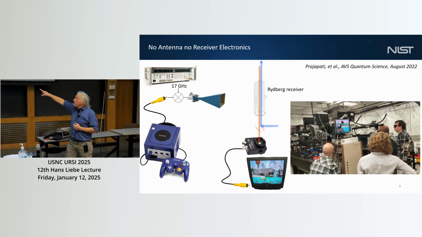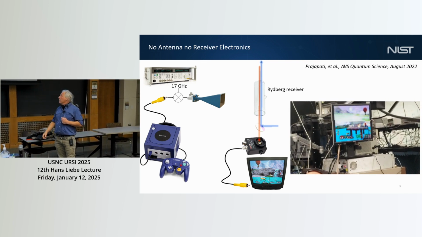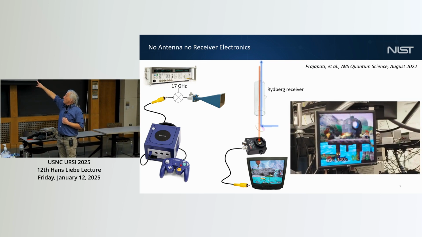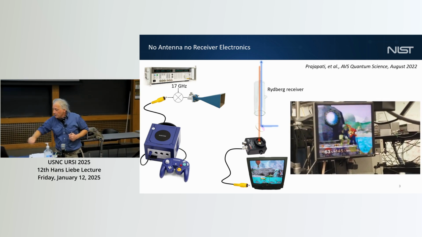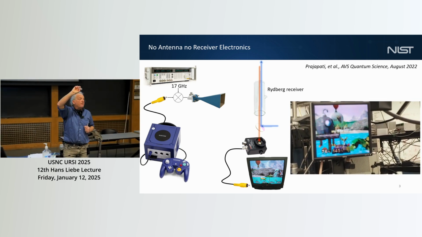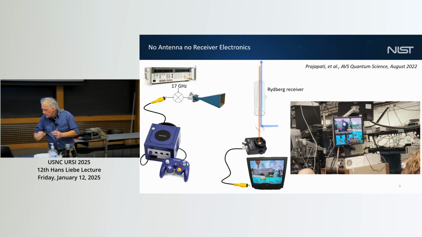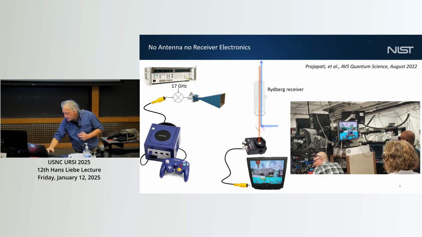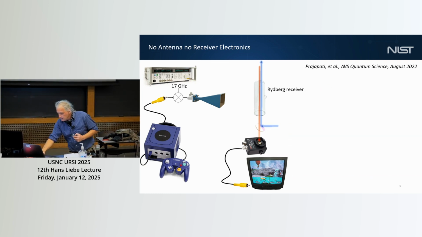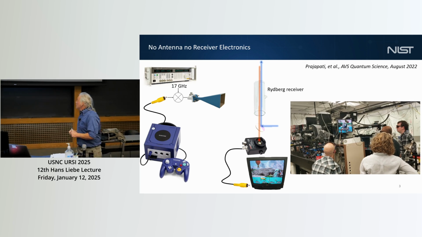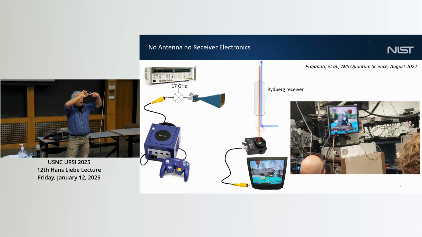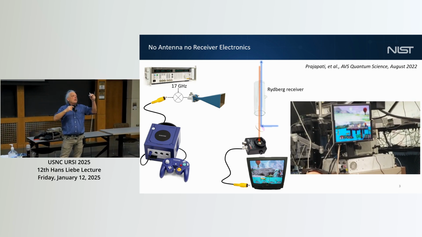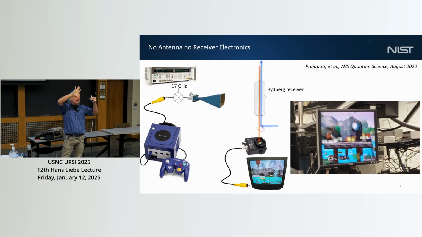How we're playing it basically is, we took the video game, we AM modulated a carrier. This carrier, then we shined it onto this glass vapor cell here. It's basically full of rubidium atoms. And the idea is that I basically shine a laser through here. I put two lasers through here. I excite these atoms to a Rydberg state.